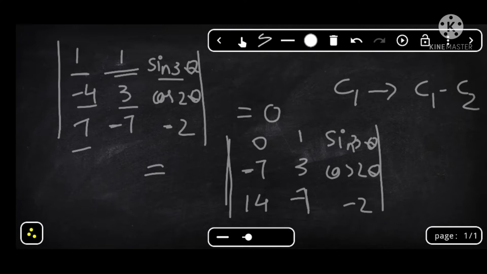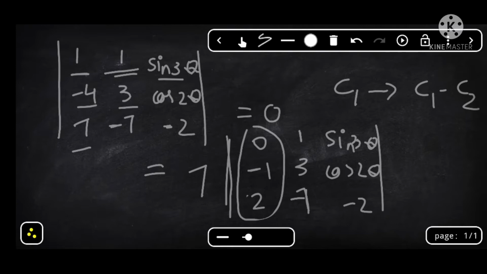Now next, if you observe this column, we can take 7 outside from there, right? For the easiness of solving. Okay, so if we take 7 outside, what will be the remaining numbers there? So this will be minus 1 and this can be 2, right? Okay.